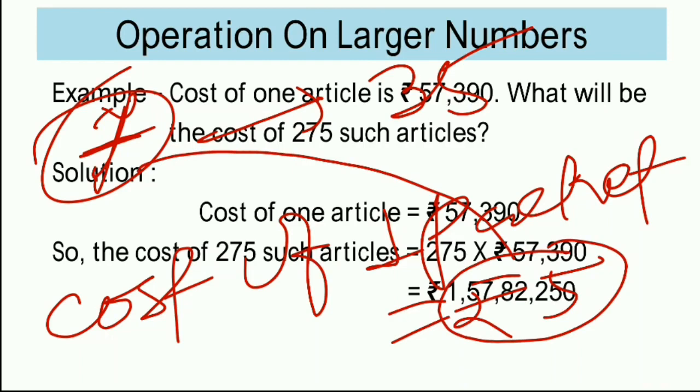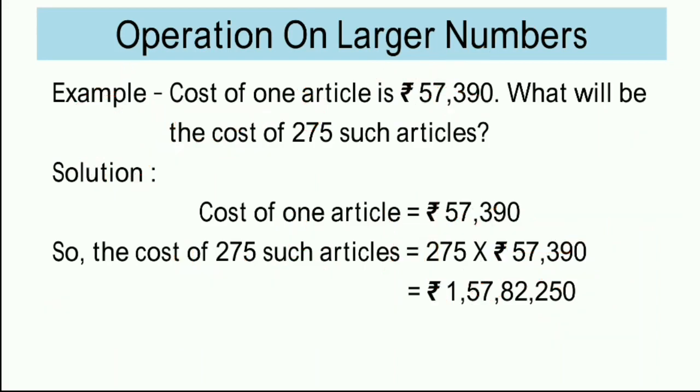Okay, so it is very easy to find out. If you have been given the data for one and you have been asked to find it for many, obviously you will multiply. Here also the cost of one article has been given and you have to find out for many, so you will multiply. I repeat, if the data for one is given and you are asked to get the value for many, just multiply.